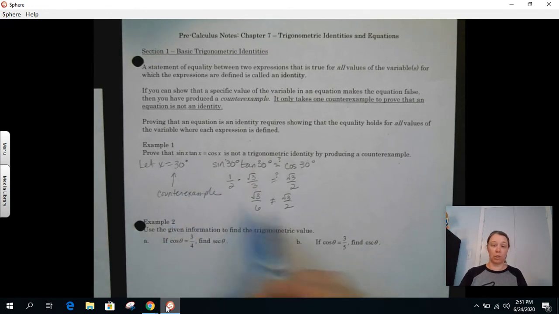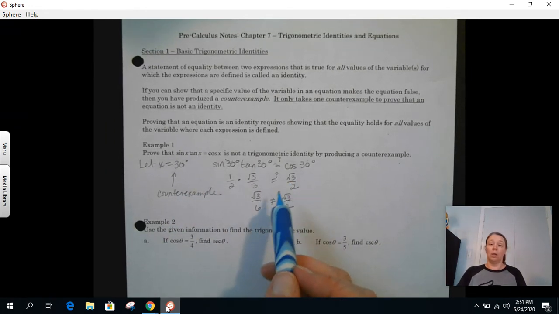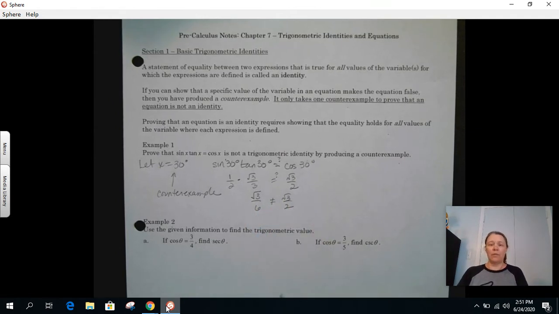Okay, here's my work to justify that it doesn't work. Now, I think if you had chosen something like 45, because the sine and the cosine are the same, and then the tangent of 45 is 1, that actually would have worked. So if you would have tried one of those multiples of pi over 4, it would have worked. So you would have to try something else.